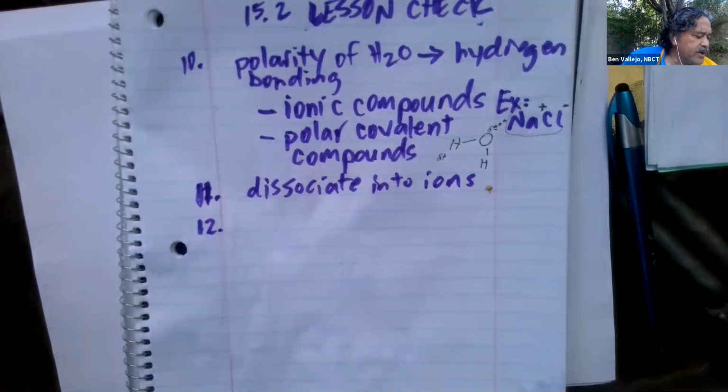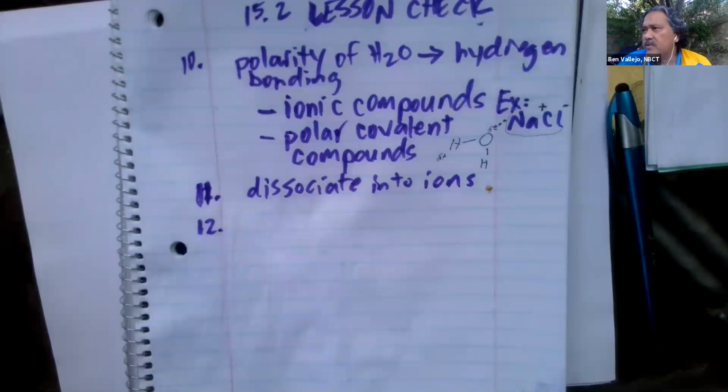Okay, number 12. Why do hydrates easily lose water when heated and regain water when exposed to moisture? Now, if you remember, a hydrate is some kind of compound that has water molecules associated with it. It usually has many water molecules associated with it. But the question is, why do these hydrates easily lose water?